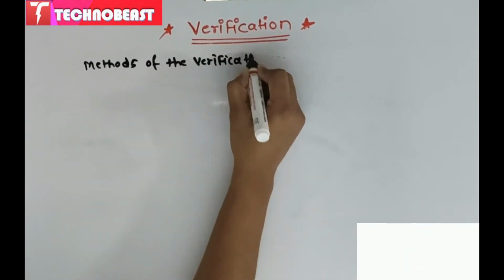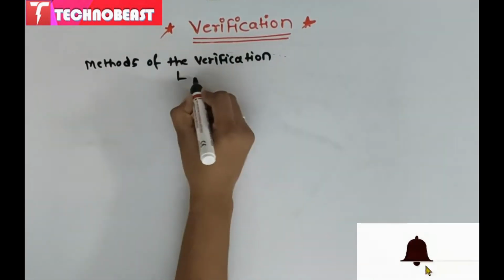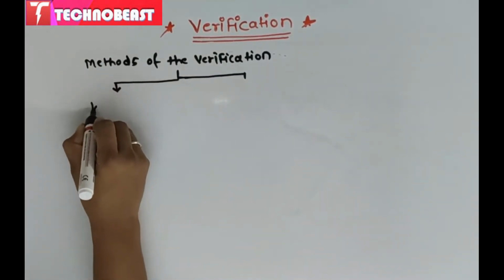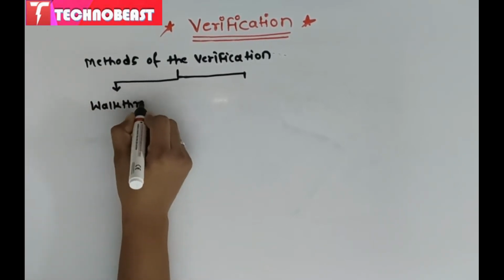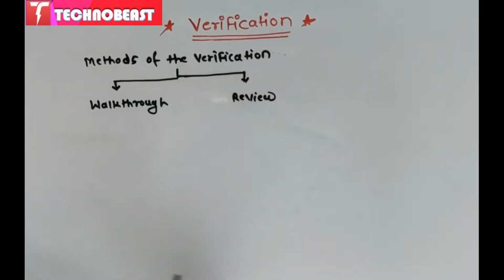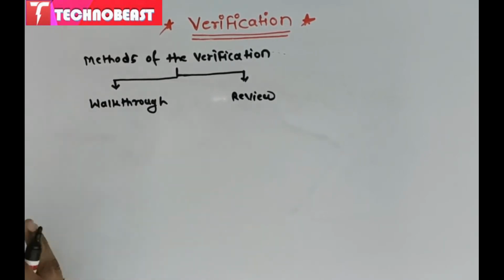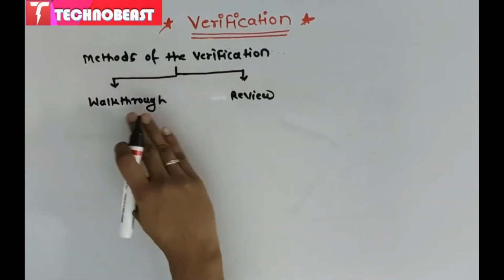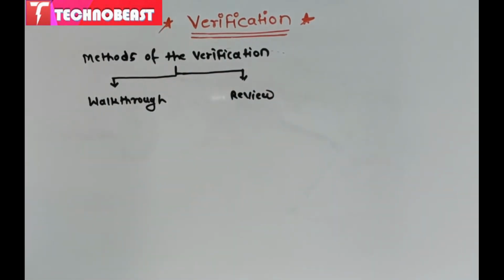In these methods, there are two methods of verification, in which the first one is the walkthrough method and the second one is the review method. So first we'll talk about the walkthrough method. Walkthrough and review are verification methods which prevent defects from getting propagated into the next phase and work product while the application is developed. Hence, they help in reducing the overall amount of rework.